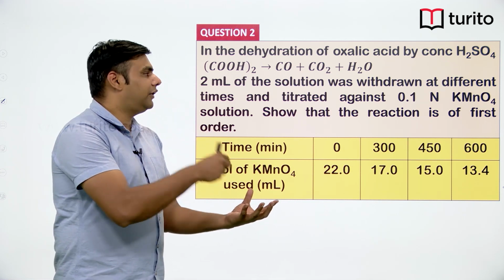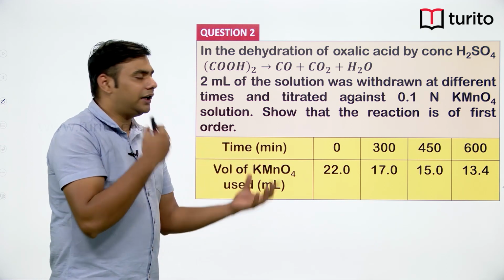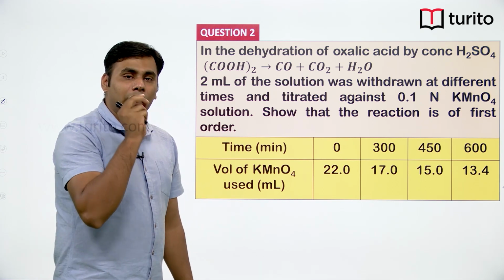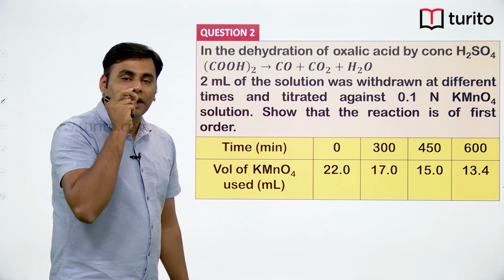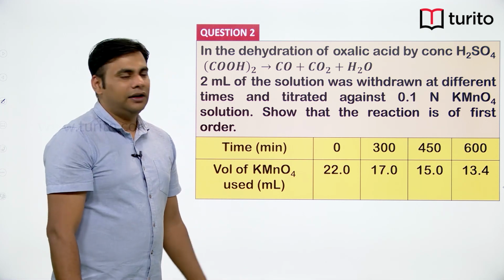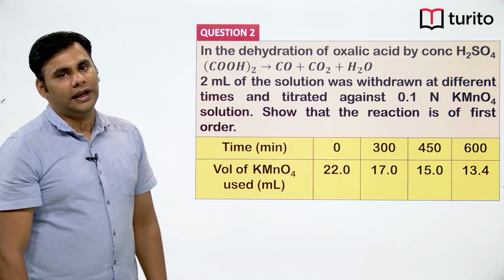What we are doing, after every particular time, we are removing 2 ml of the solution. So we will analyze that 2 ml of the solution. From that 2 ml of the solution, we will come to know how much oxalic acid is left after a certain interval of time. Okay, and through that we are going to analyze the reaction mixture.